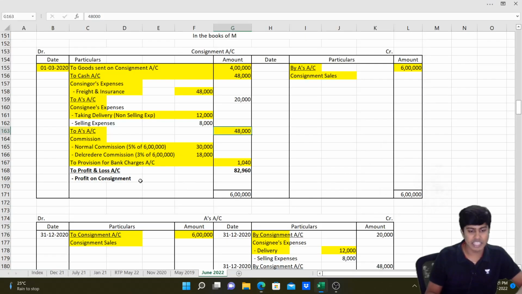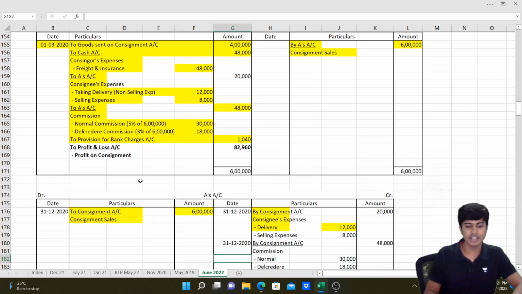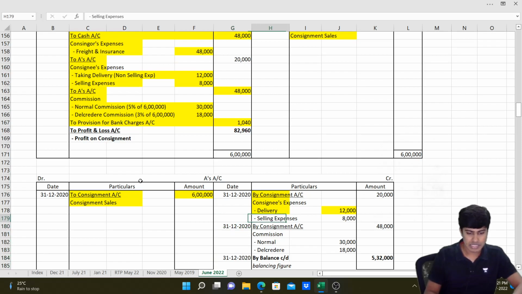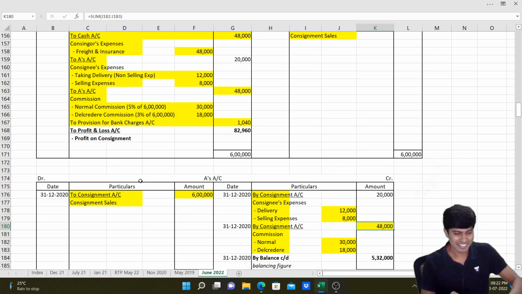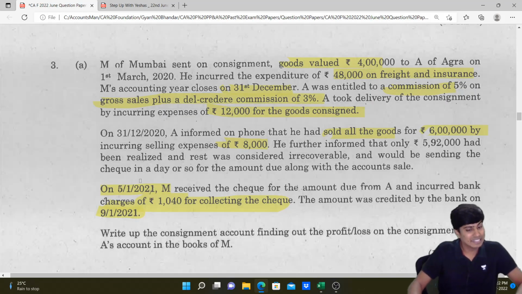And they've told that selling expenses of 8,000 is incurred. All the expenses have to be debited to consignment account. So I'm debiting here, credit is to the consignee account, because we need to pay such money to the consignee. So in my consignee account, I would credit two things. One, selling expenses that I need to pay him, 8,000. Two, commission that I need to pay him, normal as well as del credere, 30 plus 18, 48,000. Got this, guys? Fantastic. And the question is over.